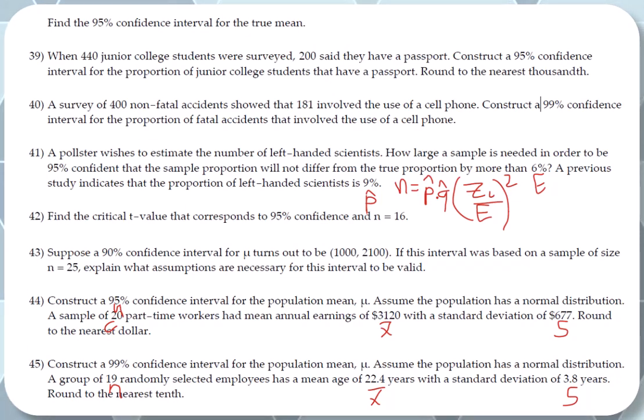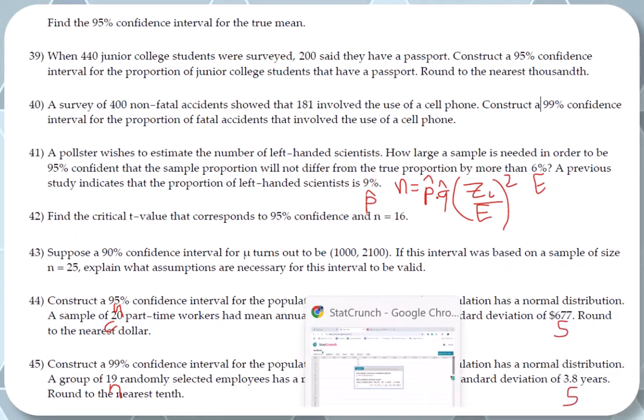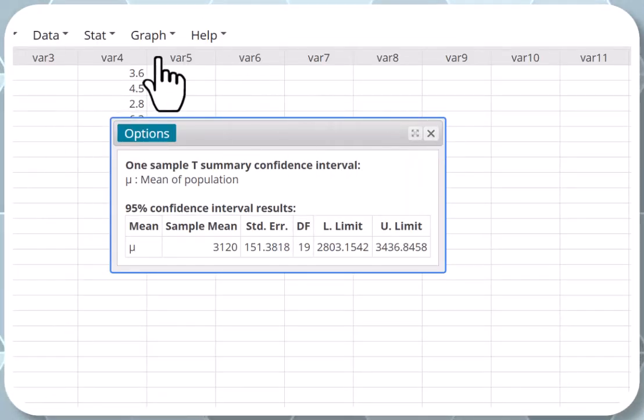45. Construct a 99% confidence interval for the population mean. Assume population has normal distribution. A group of 19, so N is 19, randomly selected employees has a mean of 22.4 with a standard deviation of 3.8. Again, guys, he is not saying population standard deviation, so it is S. So the mean is 22.4, the sample mean. The standard deviation is 3.8. Sample size is 19, and he wants a 99% confidence interval.